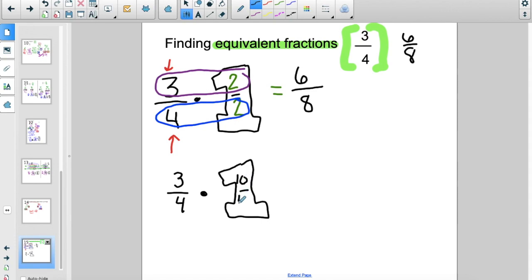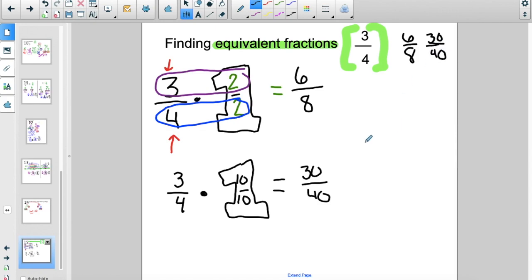Notice how the numerator and denominator are both the same in my giant 1. Again, just like up here, I multiplied my numerators together. So 10 times 3 gets me 30. And then I multiply my denominators. 4 times 10 gets me 40. So 30 over 40 is also equivalent to 3/4.